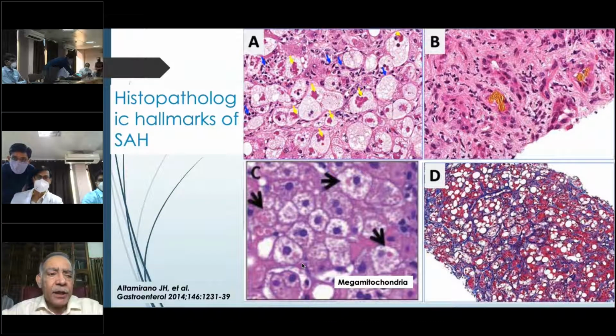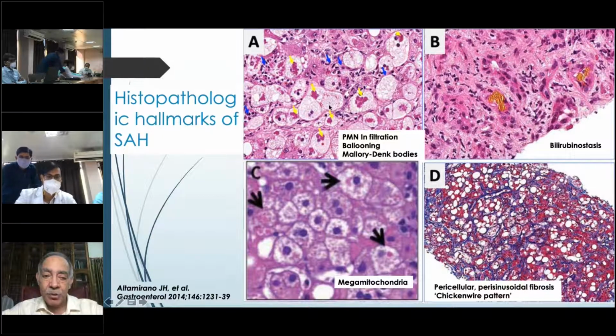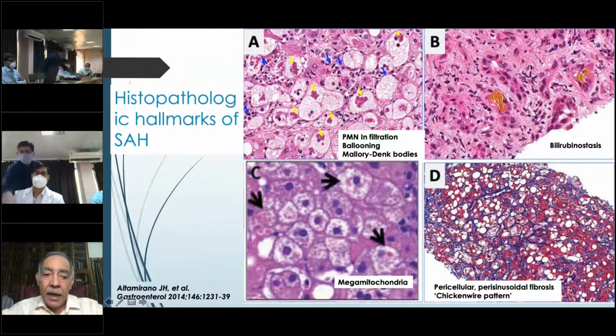Now, the hallmarks of severe alcoholic hepatitis on the liver biopsy are as shown in this slide, with polymorphonuclear infiltration shown by the blue arrows in the hepatocytes, ballooning degeneration of hepatocytes, and the presence of Mallory bodies, as seen by the yellow arrows, bilirubinostasis, megamitochondria, and pericellular perisinusoidal fibrosis, the so-called chicken wire pattern.